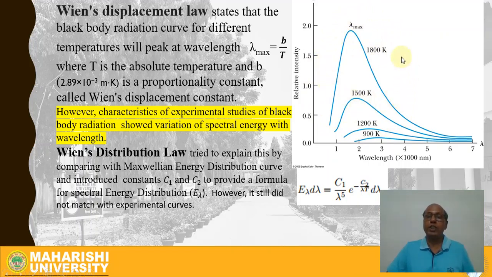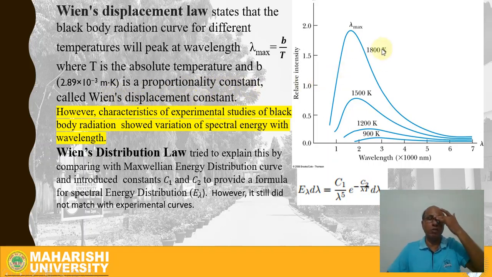Now this was to be explained by someone, and Wien explained it at that time, and we call it Wien's displacement law. This states that the black body radiation curve for different temperatures, as you can see 1800, 1500, 1200 and 900 Kelvin, different temperatures, will peak at a wavelength with the formula lambda max equal to B upon T, where T is the absolute temperature and B is the proportionality constant, also called Wien's displacement constant.